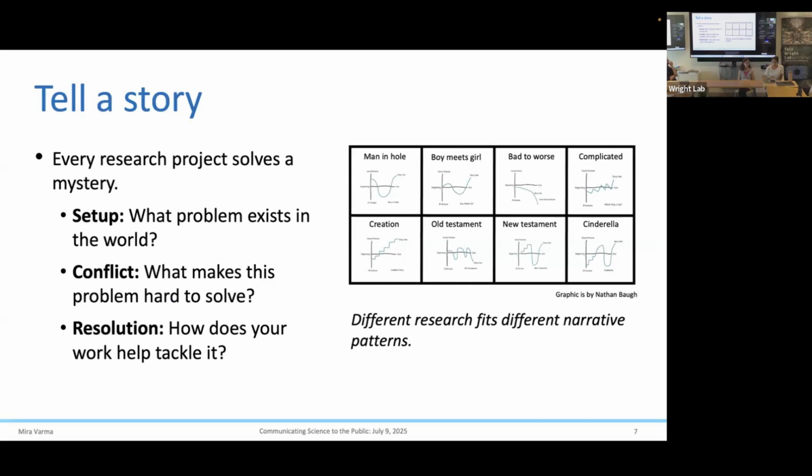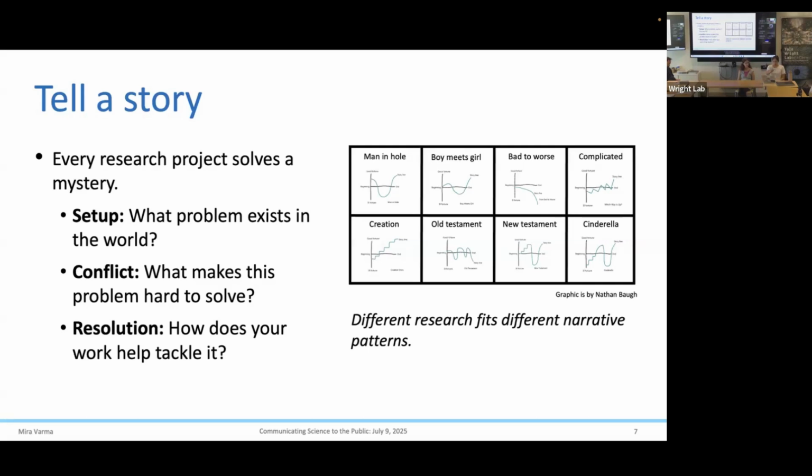And the fourth principle of communicating science to the public is to make sure to tell a story. In all the work that we do in physics, there is always some sort of mystery or problem that we're trying to solve. And it's important to tell a coherent narrative so that people are more likely to remember what you're talking about.